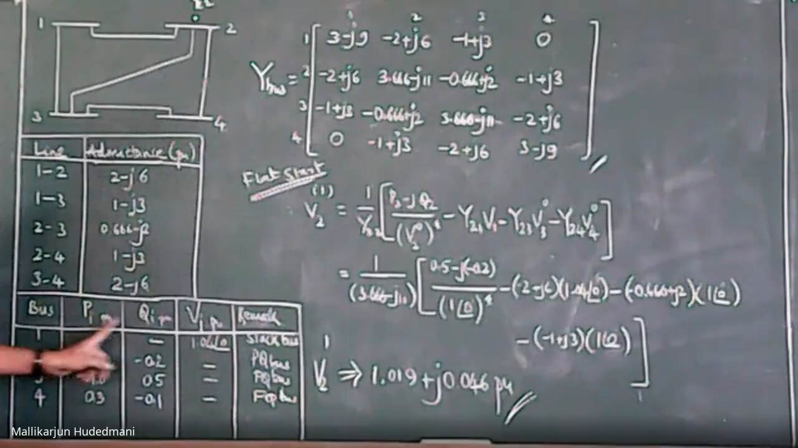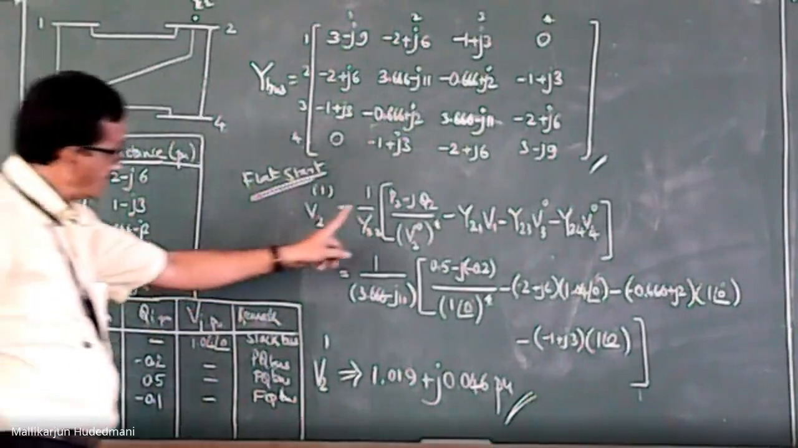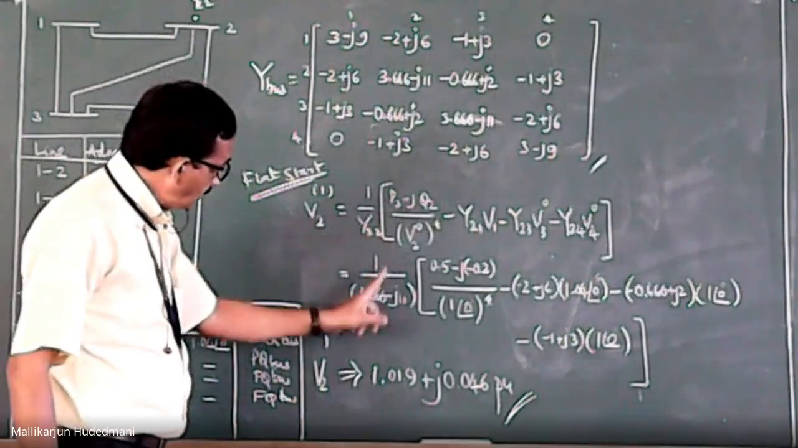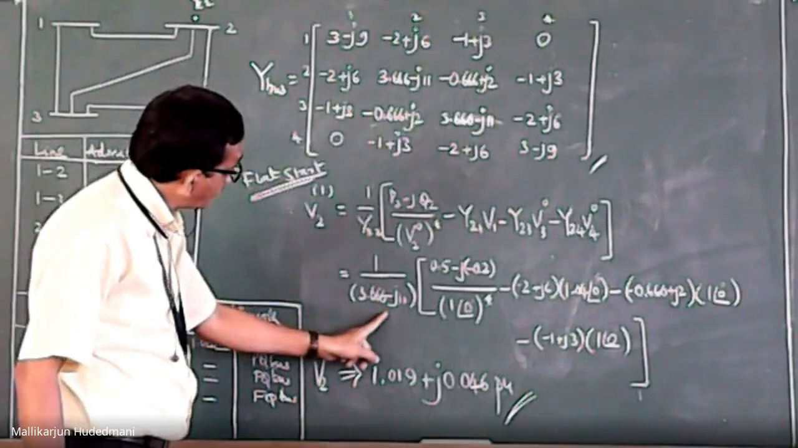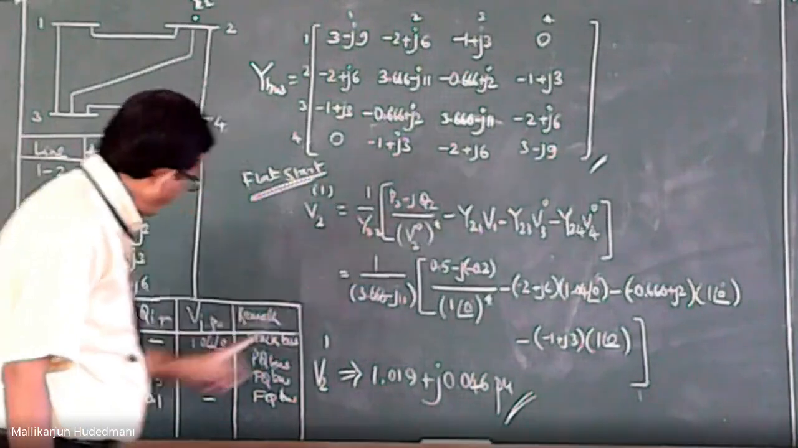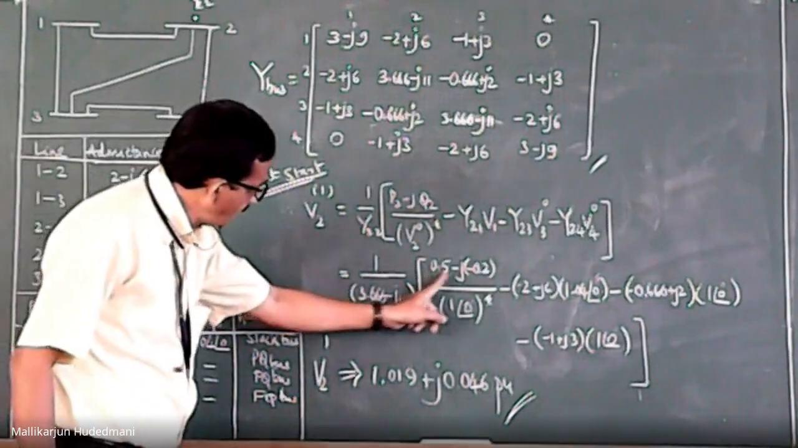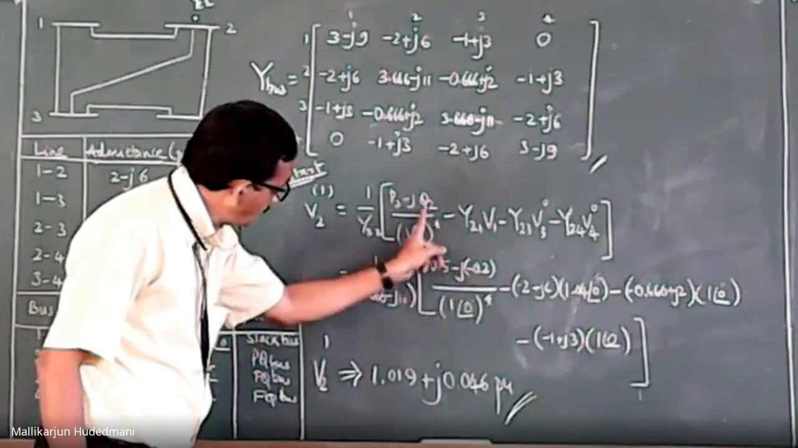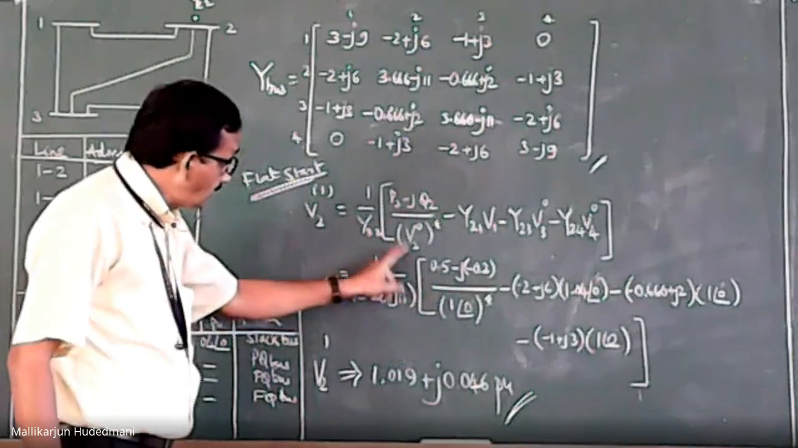Pi is given, Qi is given as 0.5 and minus 0.2. I will just position them over here, that you could see here. 1 by Y22, I picked here and placed here. And P2, Q2, what did I get here? 0.5 minus 0.2, I place here. 0.5 minus j, inside this bracket the Q2 value, 0.2, divided by what is this?